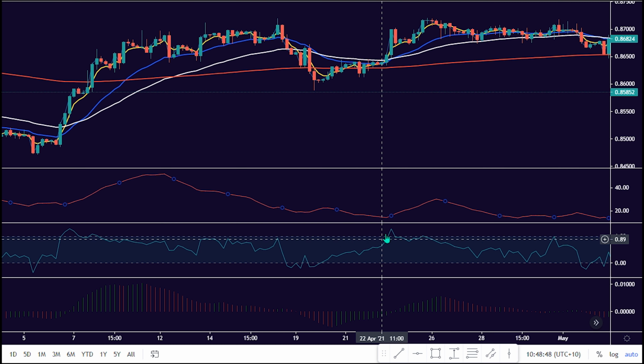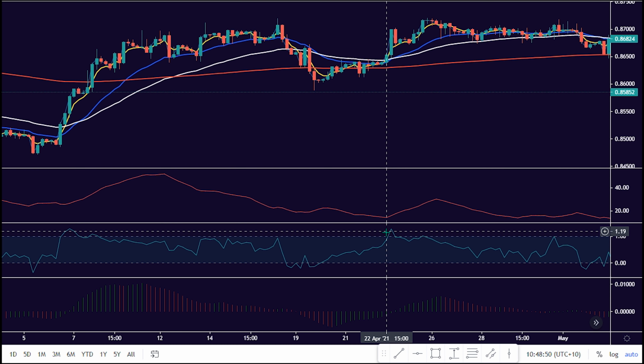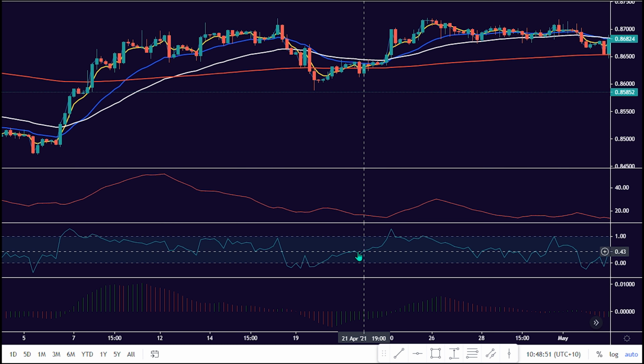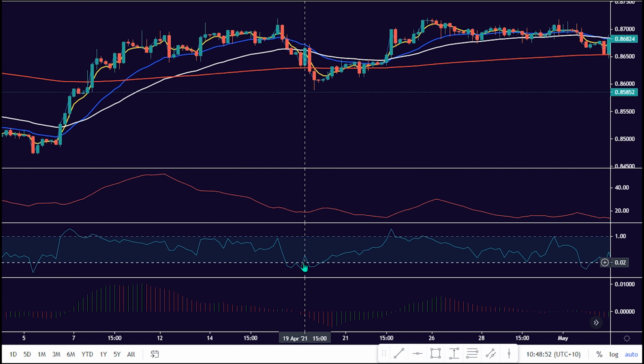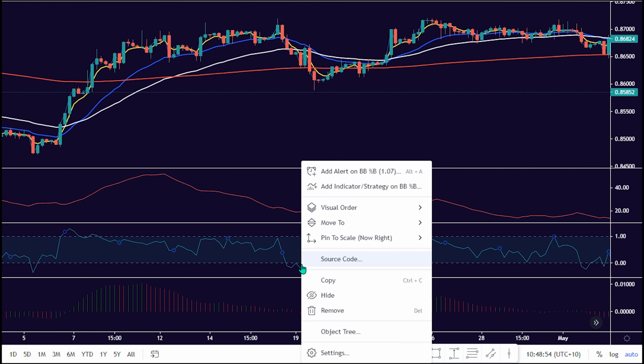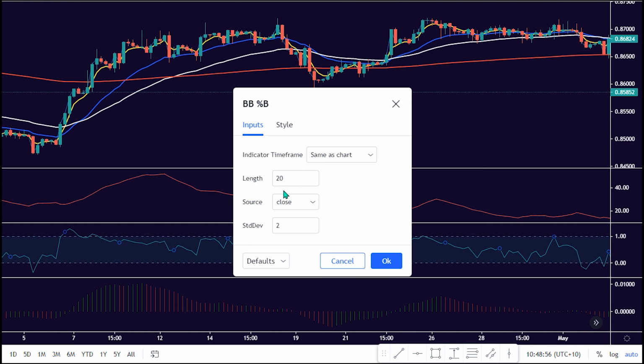Let's check the third indicator. The third indicator is the blue line here, which is the Bollinger Band %B. The parameter settings are 20 for the length. The source is close, and the standard deviation is 2.